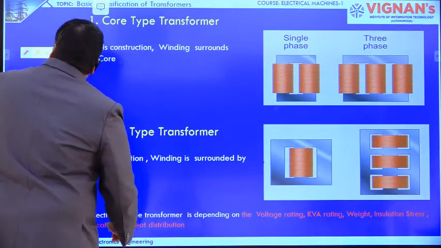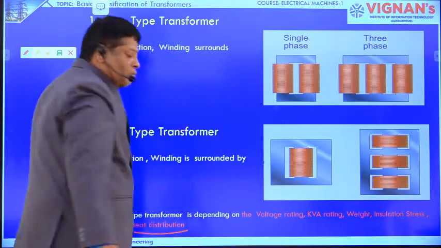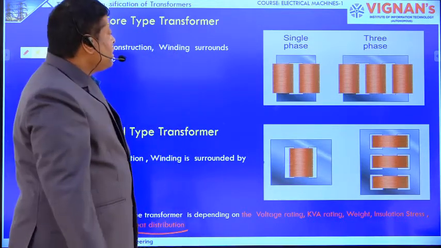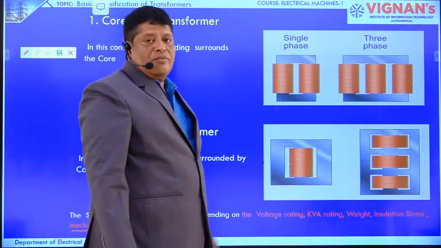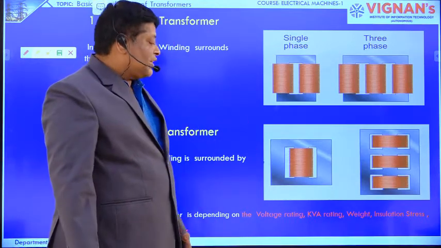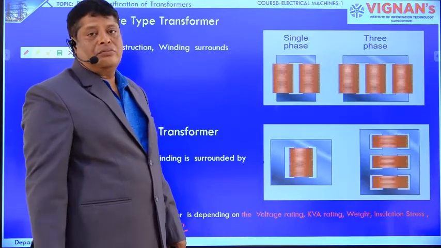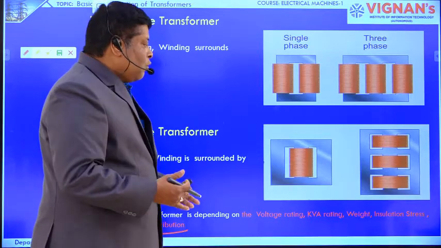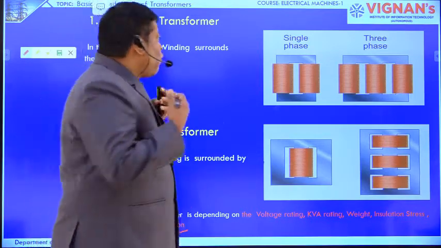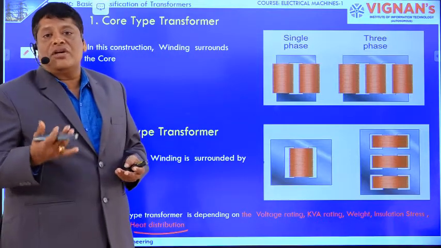And mechanical stress and heat distribution also. In the case of a core type transformer, the heat distribution is poor, whereas in the shell type transformer, the heat distribution is effective. So all these parameters decide whether we go for the core type transformer or the shell type transformer.